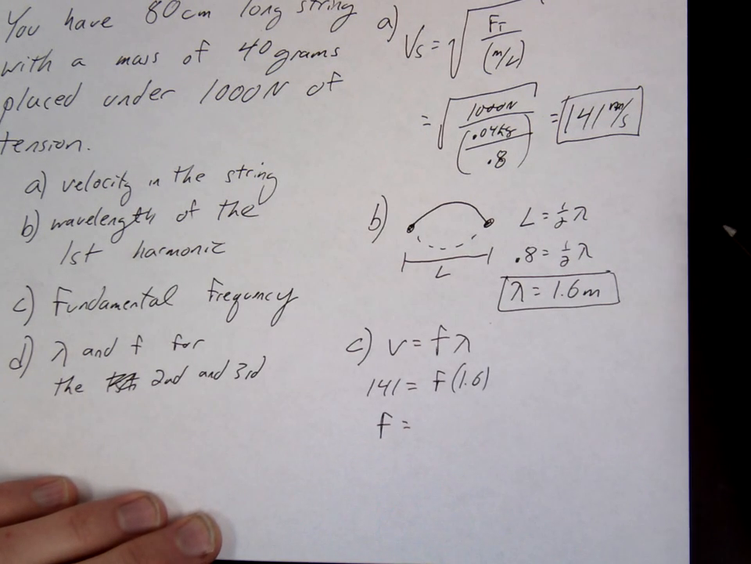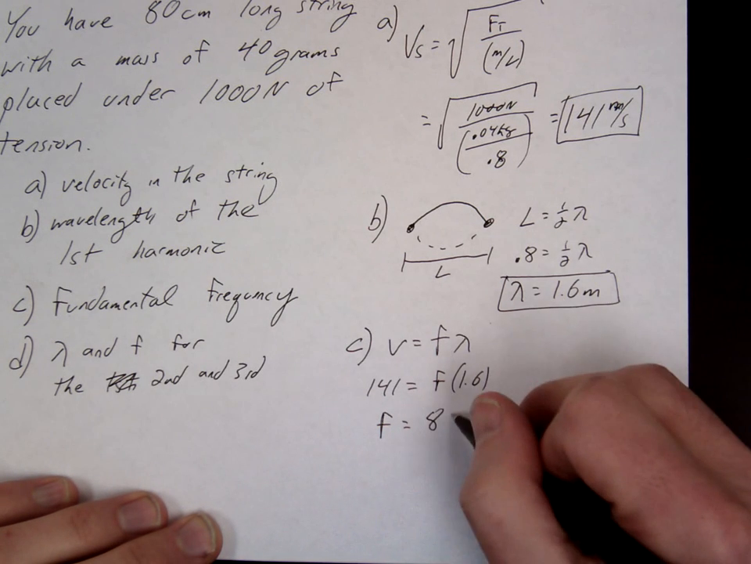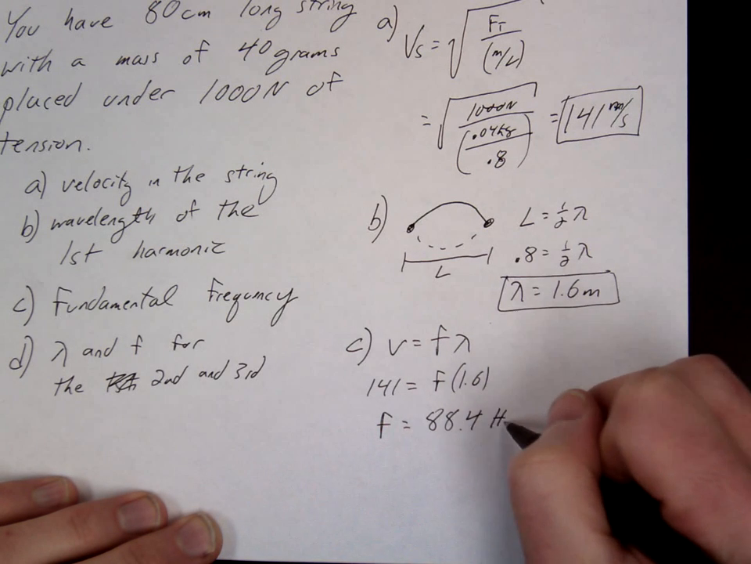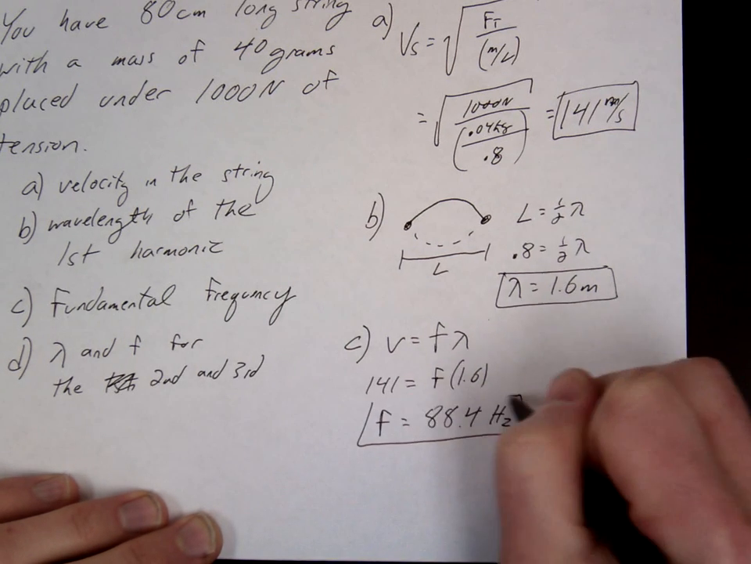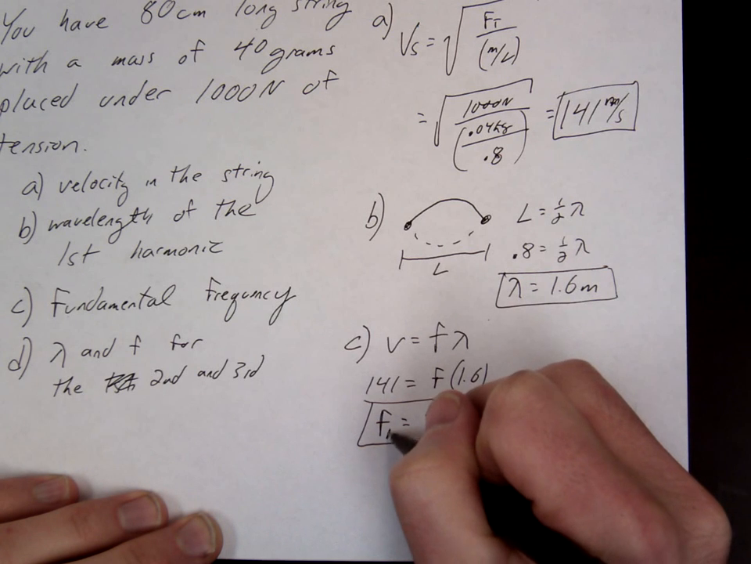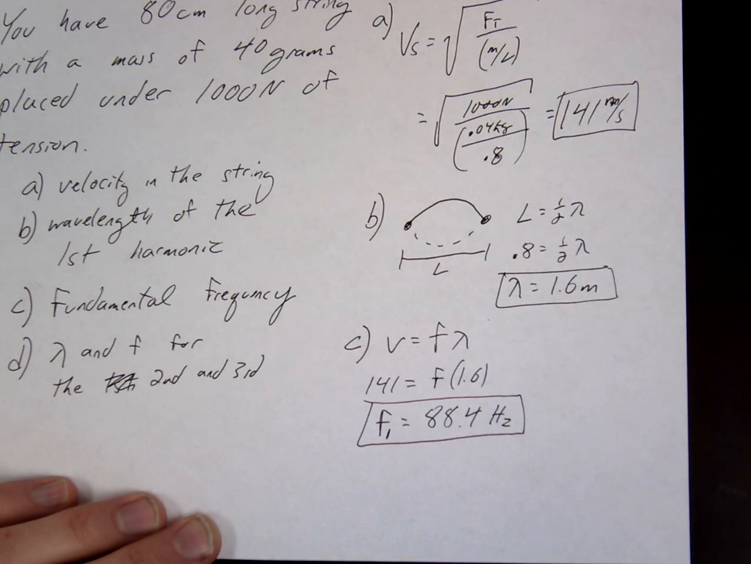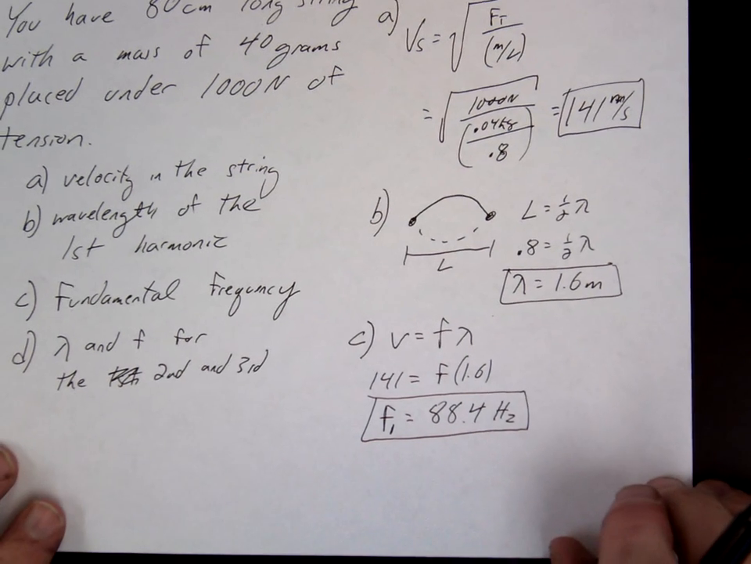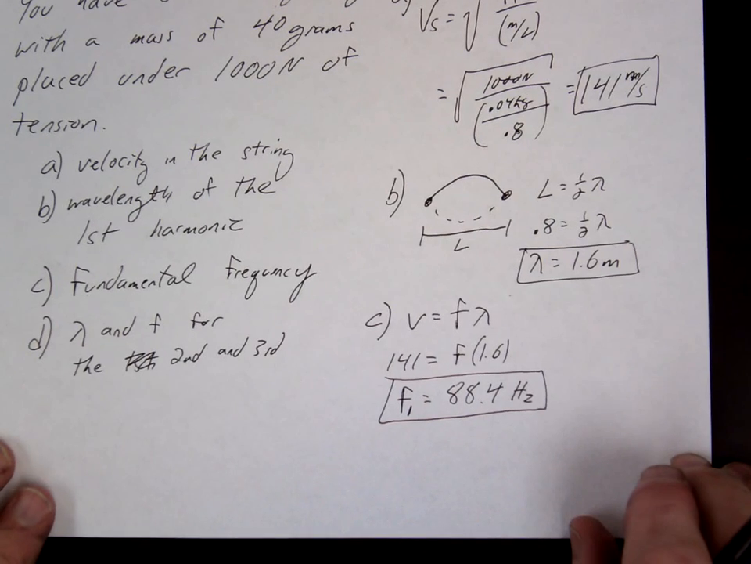What do you get for f? 88.4. And oftentimes we'll subscript this 1. So f1, what does the 1 mean? First harmonic, yeah. f1 is the first harmonic. Okay, so let's do the rest of them.